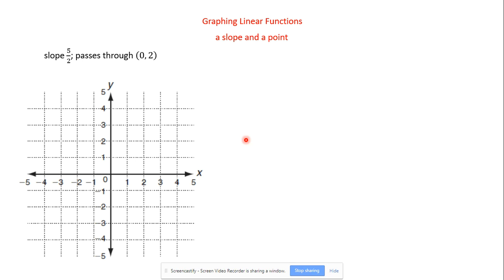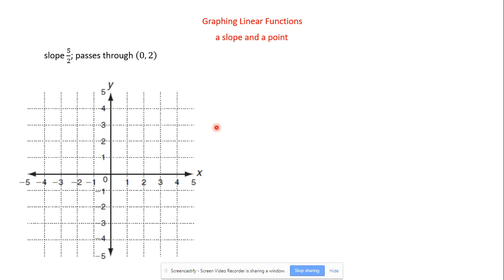Mine goes from negative 5 to 5, negative 5 to 5. Yours could be bigger depending on the problem. This is the graphic I had available, and so I specifically made questions that work on this particular graph.